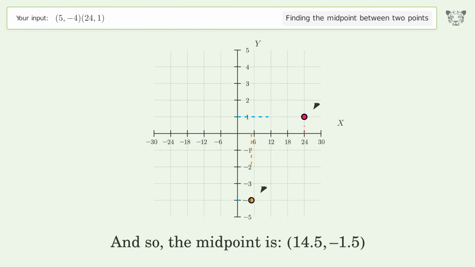And so, the midpoint is 14.5, negative 1.5.